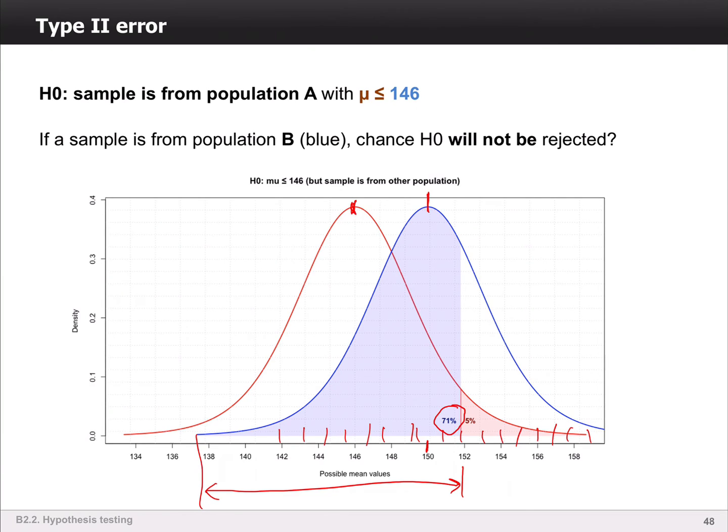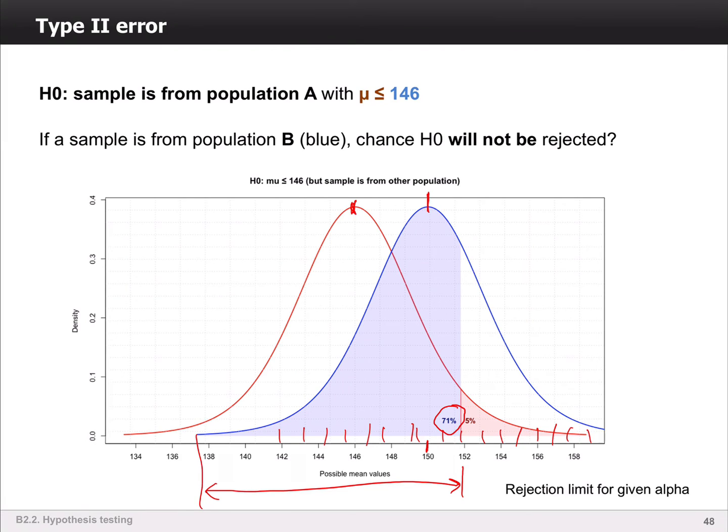If our sample is here, we will not be able to reject the null hypothesis, and it's actually 71% of the time. So the probability that we will not see contamination, even though the river is contaminated, because our null hypothesis assumes that there is no effect, there is no contamination, is 71%. And that's pretty large, isn't it? Let's discuss this with a little bit more detail.